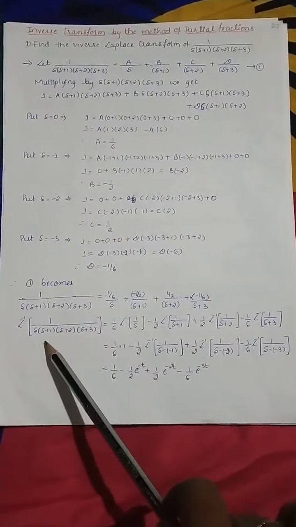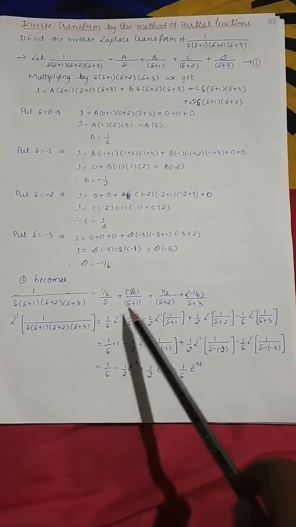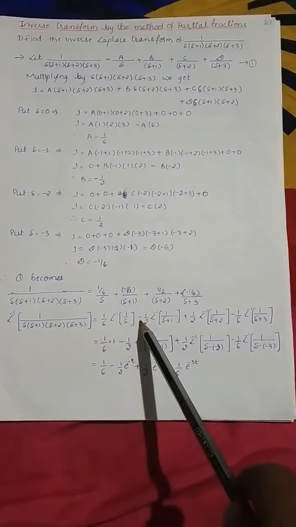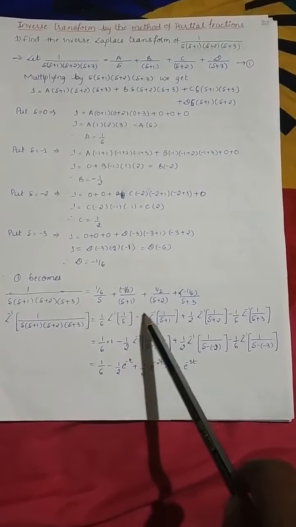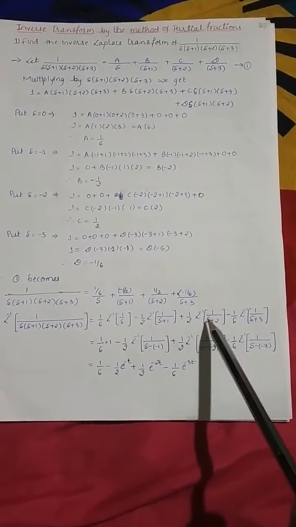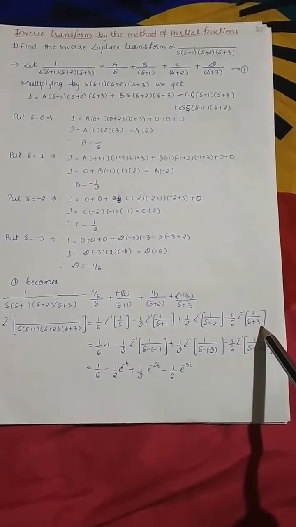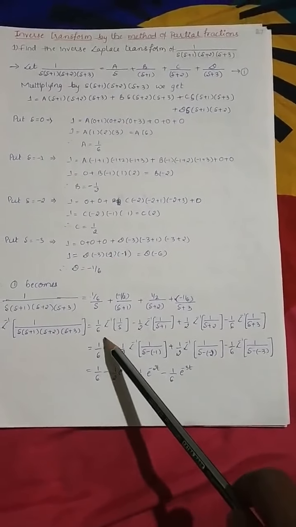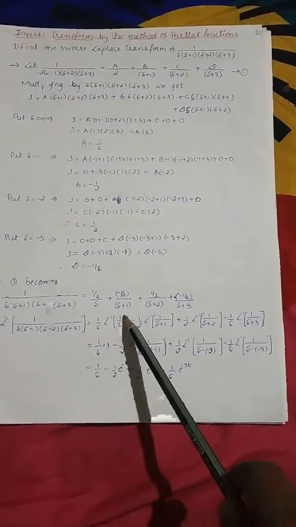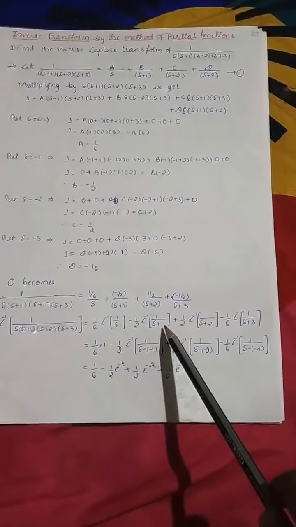L inverse of 1 upon s into bracket s plus 1 into bracket s plus 2 into bracket s plus 3 is equals to 1 by 6 into L inverse of 1 by s, minus 1 by 2 into L inverse of 1 upon s plus 1, plus 1 by 2 into L inverse of 1 upon s plus 2, minus 1 by 6 into L inverse of 1 upon s plus 3. Now 1 by 6 into L inverse of 1 by s is 1. That is, the inverse Laplace of 1 by s is 1.